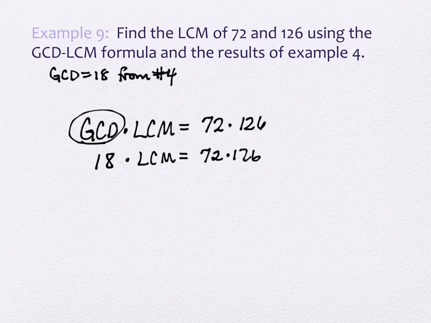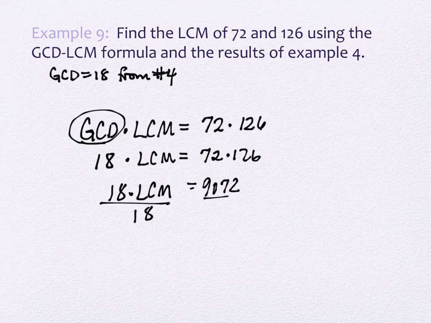So 72 times 126 is 9,072. And I will divide by my 18. To get 504. So my least common multiple here of these two numbers is 504.